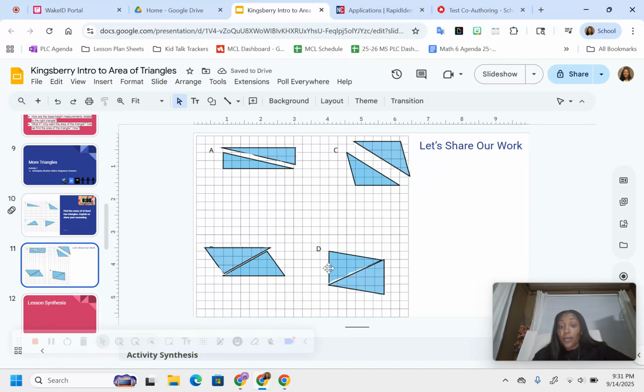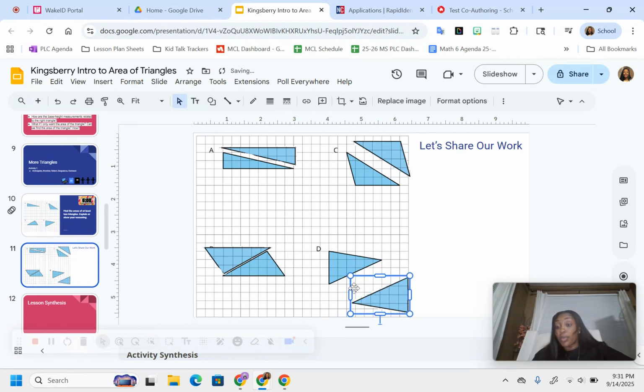So it has a base of 4 and a height of 1, 2, 3, 4, 5, 6. A height of 6. So a base of 4, a height of 6, which means the area of the whole parallelogram would be 24. That means the area of just the triangle would be half of that, which would be 12. And so that means each of the triangles would have an area of 12. Y'all with me? I hope so.